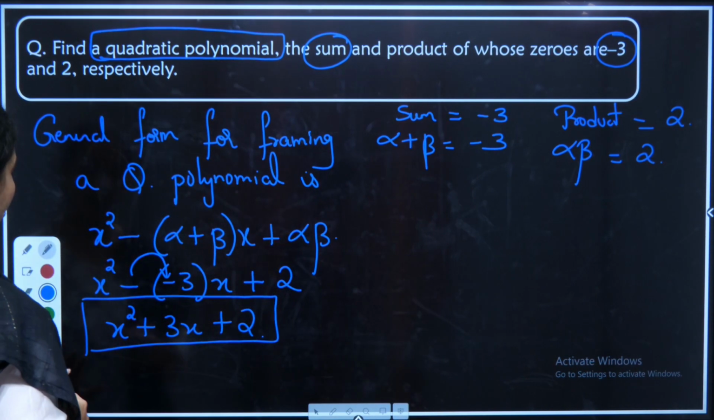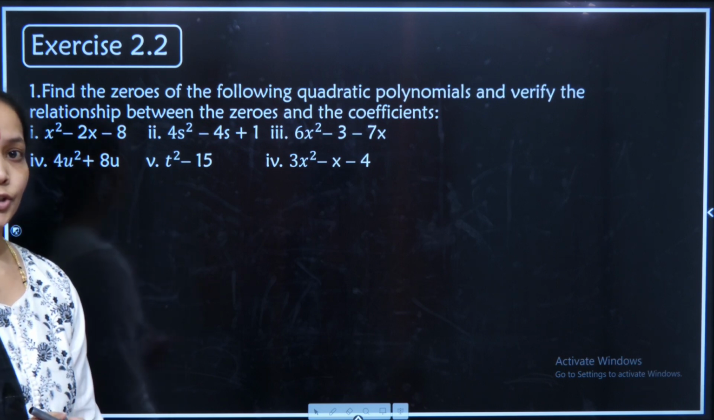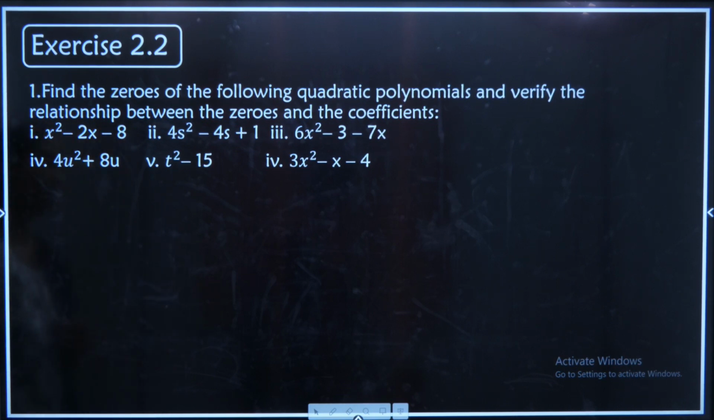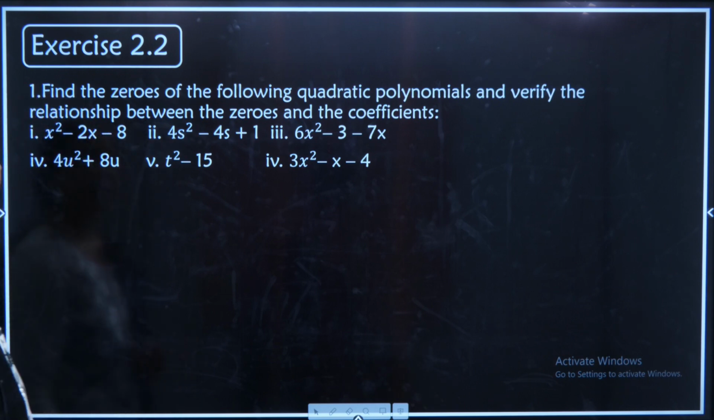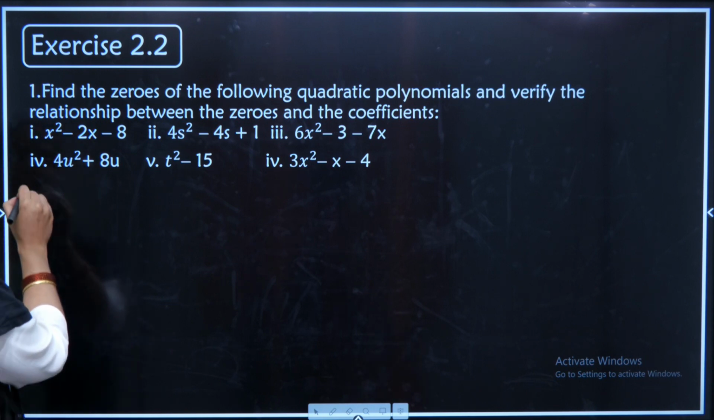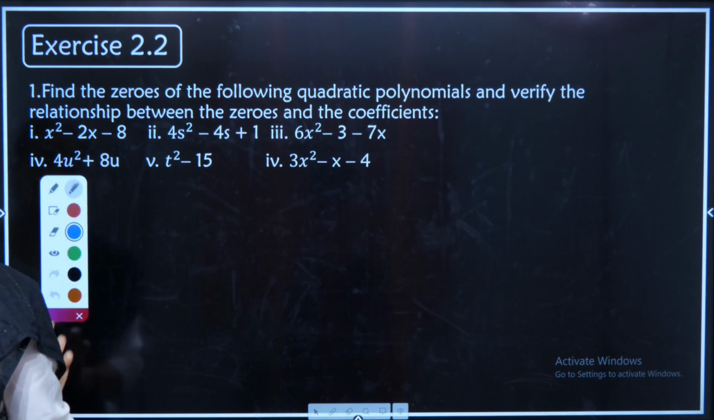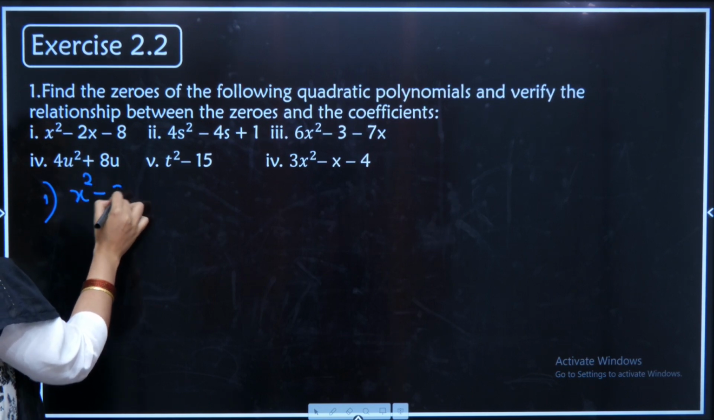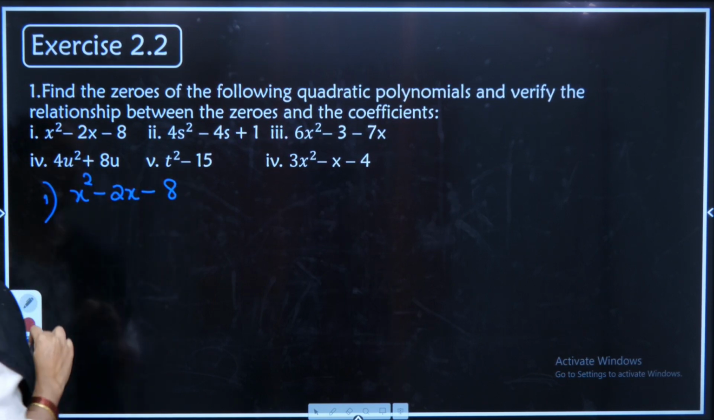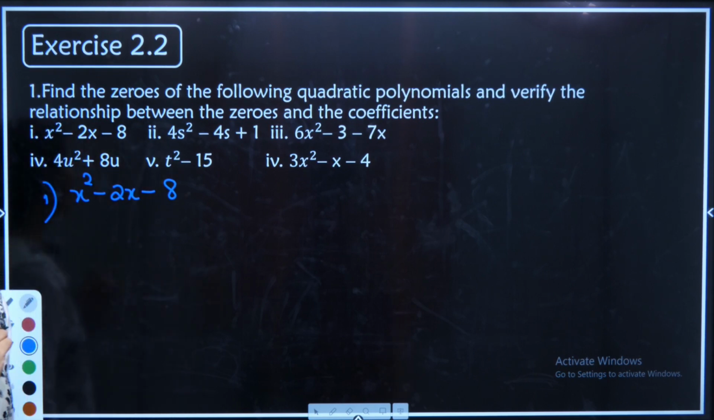When we are looking into the exercise topics here, starting with exercise 2.2, in this slide, they are asking us to find the zeros of the polynomial and verify the relationship between the zeros and coefficients. Okay. First question: I have been given x square minus 2x minus 8. First, I'll be interested in finding alpha and beta, correct, by splitting the middle term.